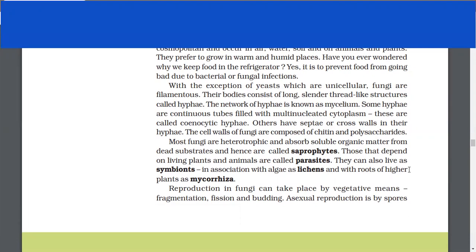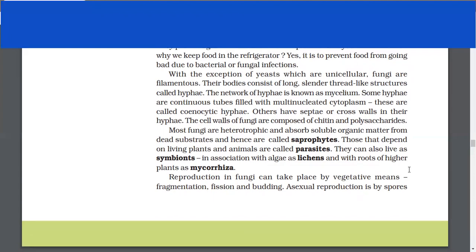Some hyphae are continuous tubes filled with multinucleated cytoplasm. These are called coenocytic hyphae. Others have septae or cross walls in their hyphae. The cell walls of fungi are composed of chitin and polysaccharides. Most fungi are heterotrophs and absorb soluble organic matter from dead substrates, and hence are called saprophytes. Those that depend on living plants and animals are called parasites. They can also live as symbionts in association with algae as lichens and with roots of higher plants as mycorrhiza.